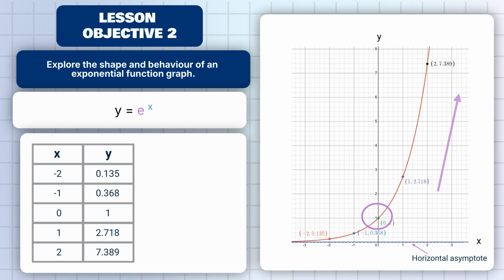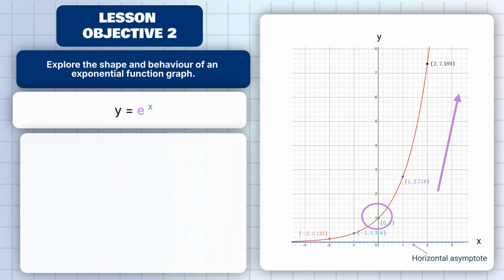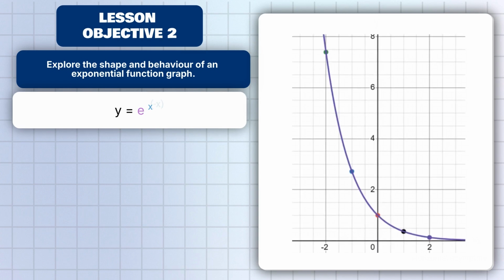On the right-hand side of the graph, the function increases very rapidly as x becomes large. This rapid increase is characteristic of exponential growth. Conversely, exponential decay, like y is equal to e to the power of negative x, results in a graph that decreases rapidly as x increases. This is reflected over the y-axis, compared to y is equal to e to the power of x.